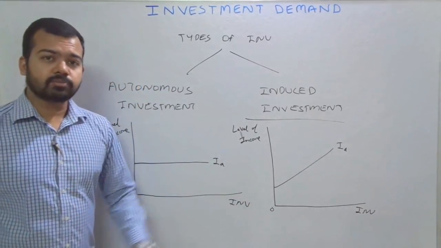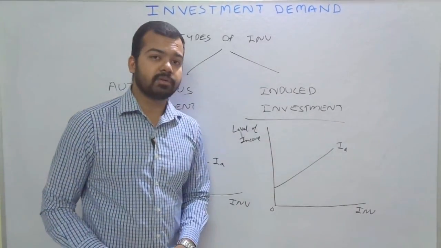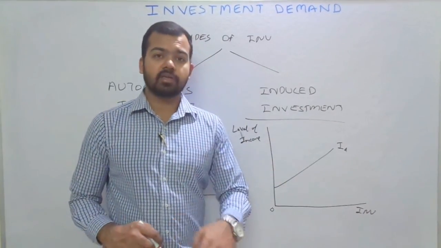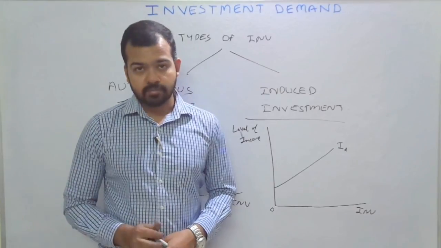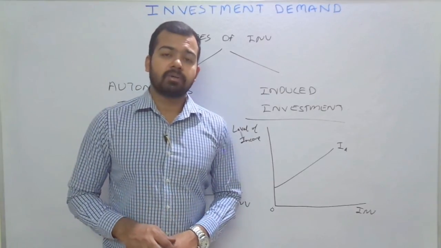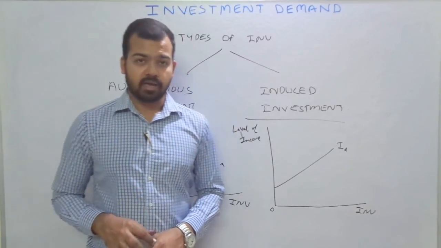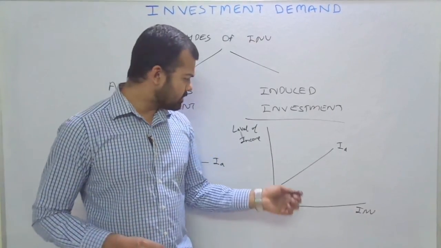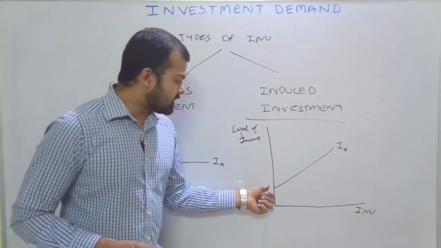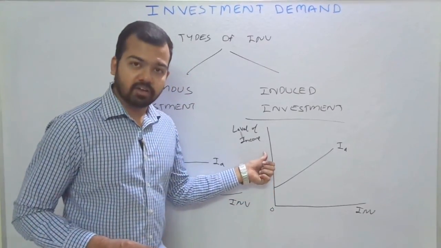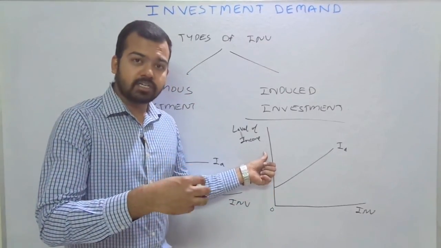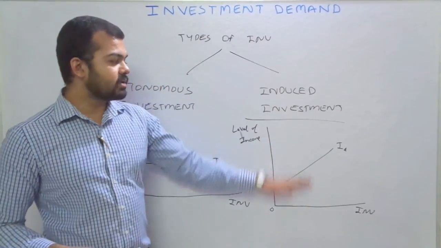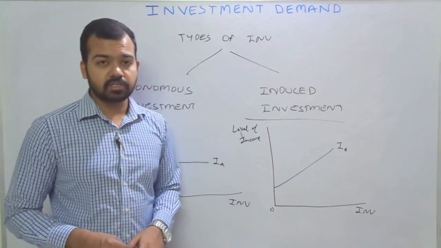Now one important point left in induced investment is the principle of acceleration. This induced investment works with the principle of accelerator. We have seen in the previous video about the theory of multiplier. The principle of acceleration is just the opposite of it. The principle of acceleration says that whatever initial increase in the level of income leads to a multiple-fold increase in the level of investment. So with induced investment we get to know about the acceleration principle.